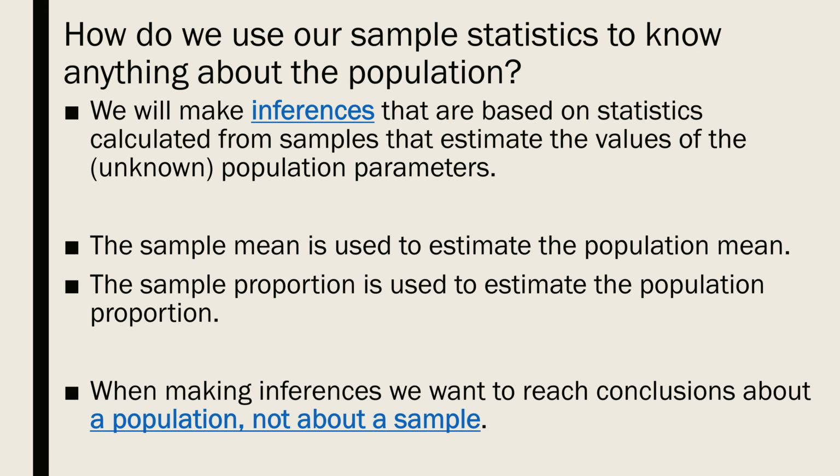So how do we use our sample statistics to know anything about the populations? First, we will make inferences that are based on the statistics calculated from samples that estimate the value of the unknown population parameters. The sample mean is used to estimate the population mean. The sample proportion is used to estimate the population proportion. When making inferences, we want to reach conclusion about a population, not a sample.